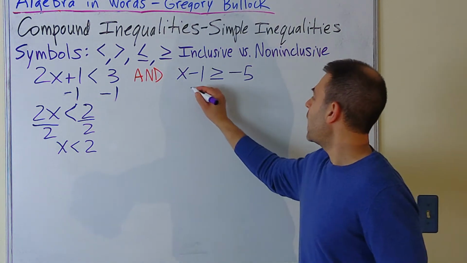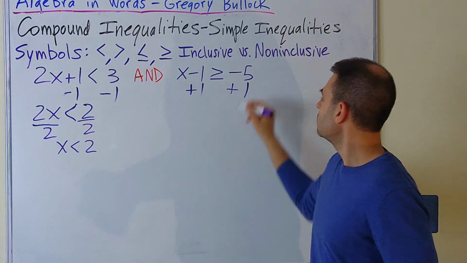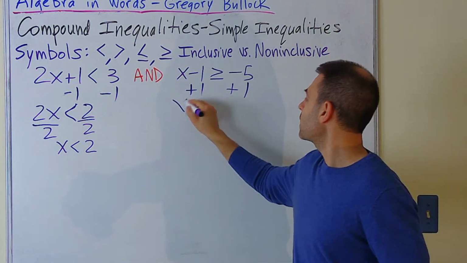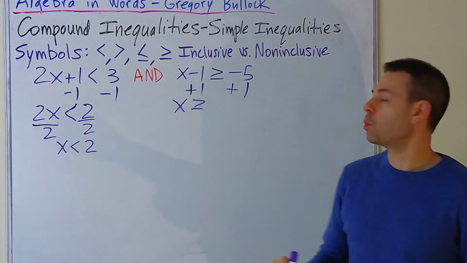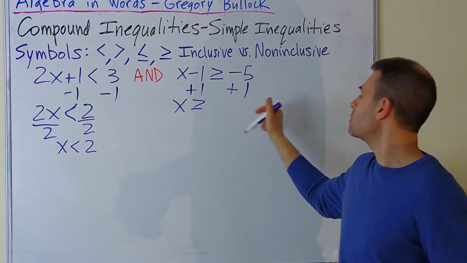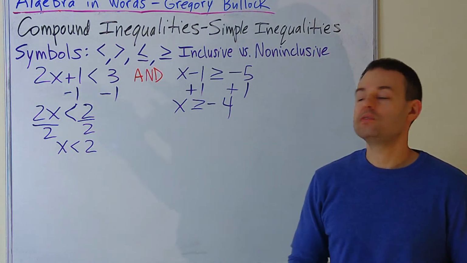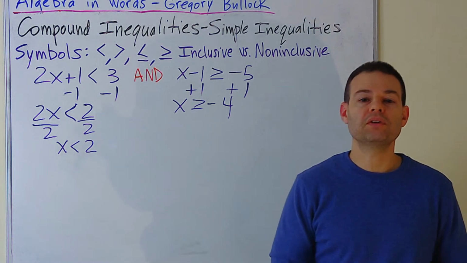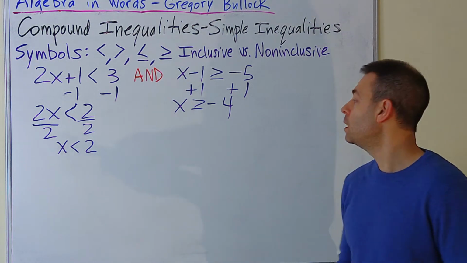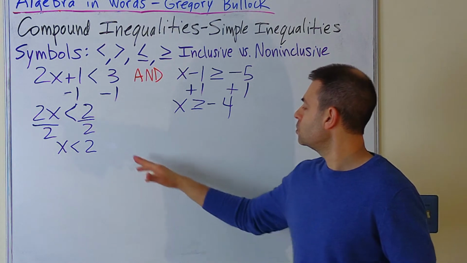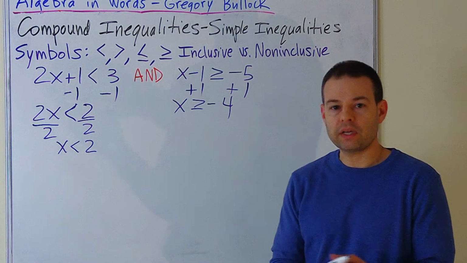So we're going to add 1 to both sides. That's going to give us x is greater than or equal to, negative 5 plus 1 is negative 4. So now we have 2 simple inequalities. And what we're going to do next is we're going to graph them. Just to give myself a little more room, I think I'm going to move this over a little bit.